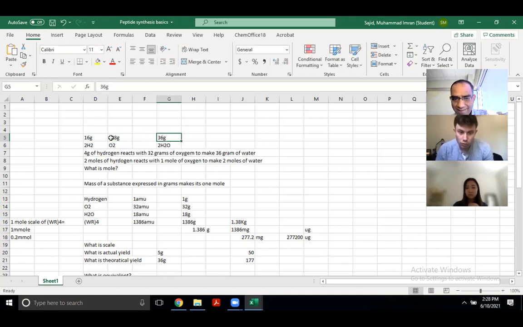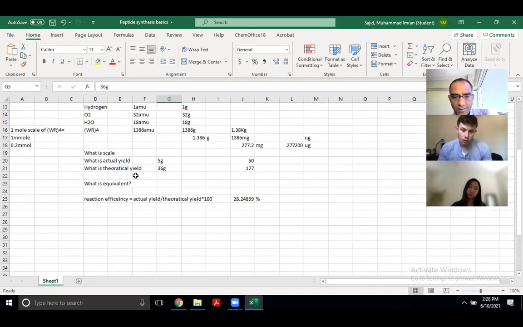So I am using it in excess. I am using 4 times excess reactants, right? Instead of using 4 gram, I am using 16 gram, and instead of using 32 gram, I am using 128 gram. So this is called excess. Why am I using excess? So that I can get close to my actual yield, so that I can actually get 36 gram. Got it? So the second thing is excess, which is also called equivalent. So what is equivalent or excess?